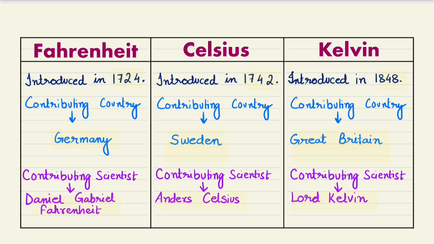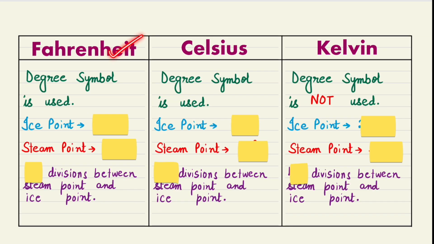Moving forward to more particular details. In case of Fahrenheit and Celsius, the degree symbol is used, whereas in case of Kelvin, the degree symbol is not used. The ice point for Fahrenheit is 32 degrees, in case of Celsius it is 0 degree, and in case of Kelvin it is 273 Kelvin.